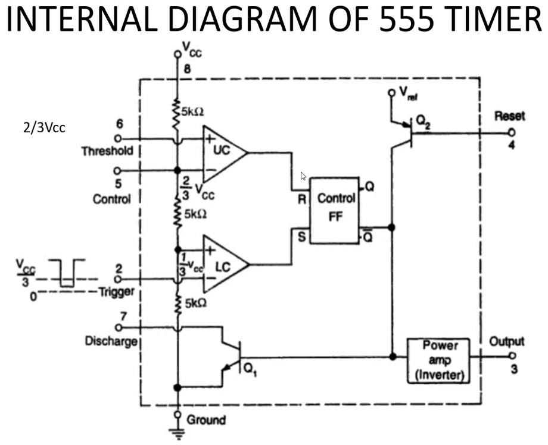So here S is equal to 1 and R is equal to 0. Therefore Q is equal to 1 and Q bar is equal to 0. If Q bar is equal to 0, then we are providing that to the power amplifier inverter. So the output will be equal to 1.